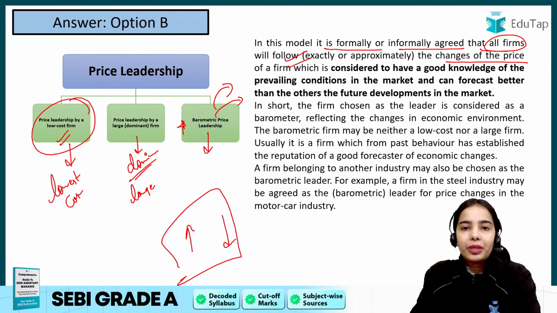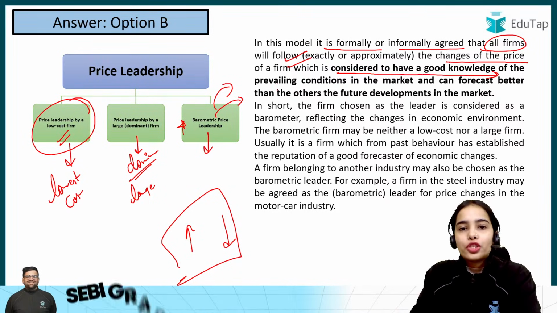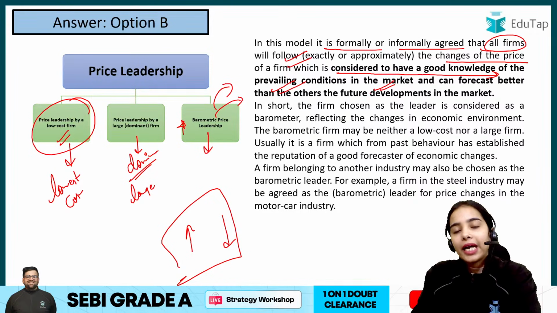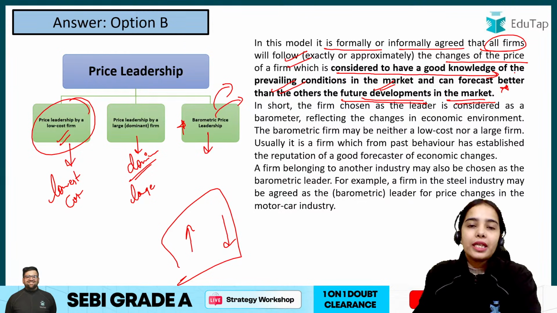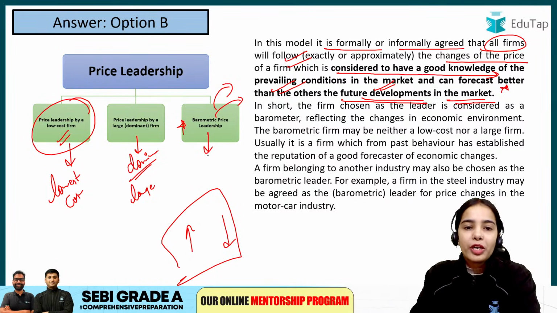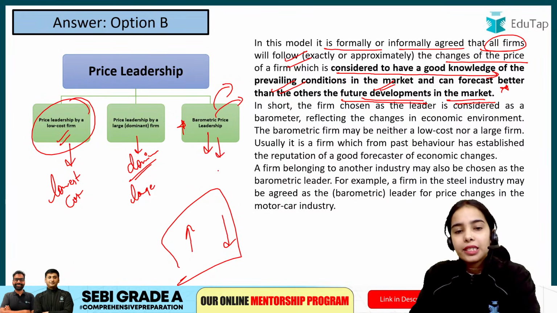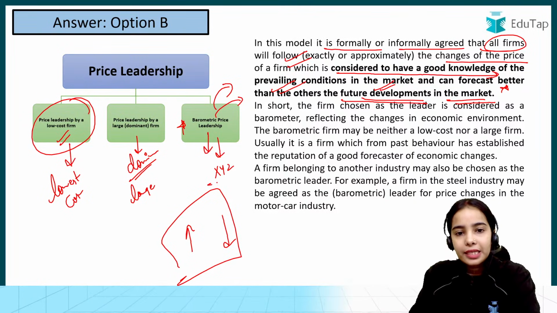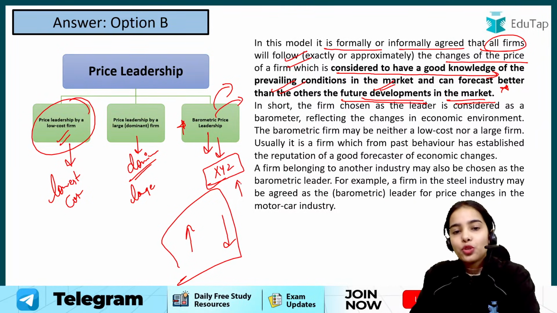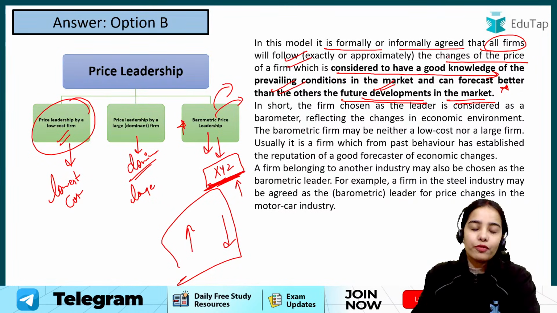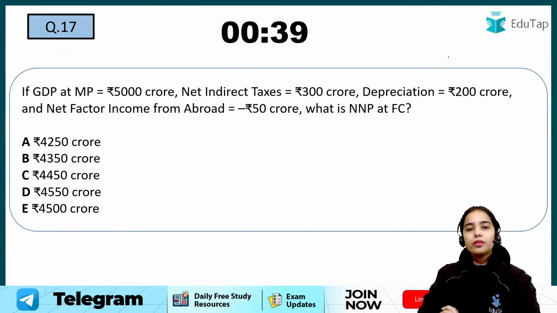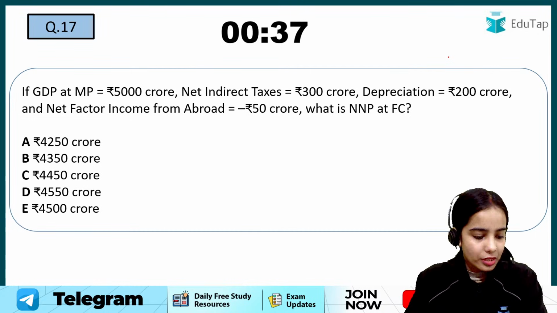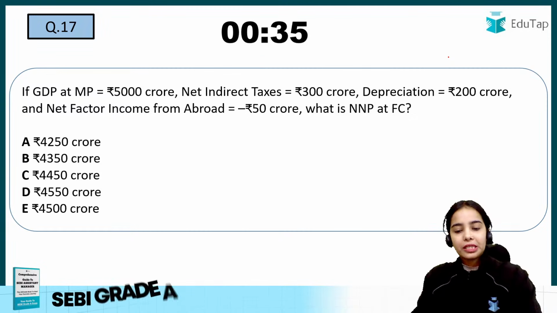So this is the idea, because the barometric price leader has good knowledge of the prevailing conditions in the market, and it can provide the idea about the future development in the market. It can forecast better than others the future development in the market. So barometric price leadership, this is a price leader. Let's say XYZ company is a price leader that has been chosen by the other companies because this company has good forecasting capability for the future. Chalo. Now coming to the next question. Try to answer this. No, this is barometric price leadership.